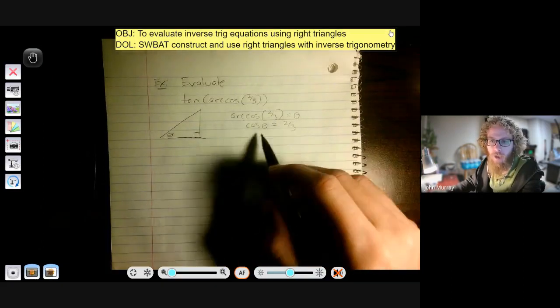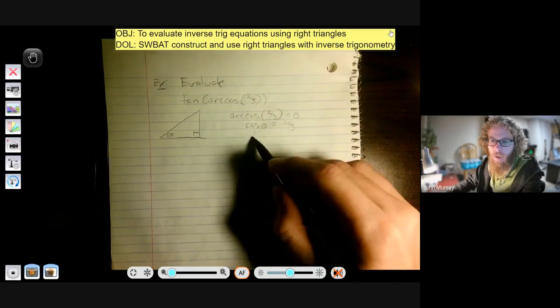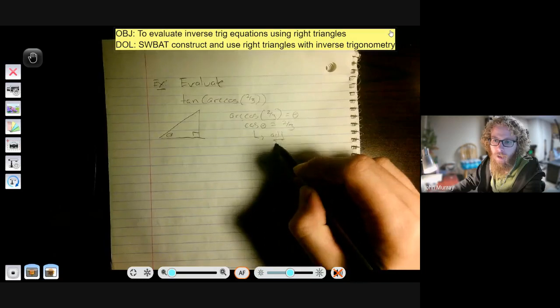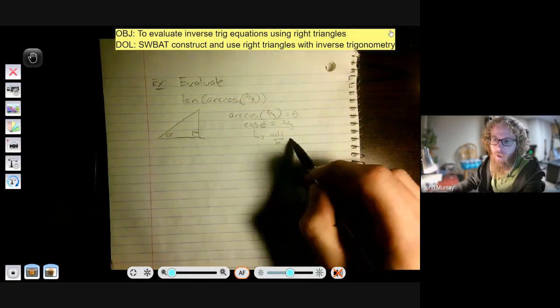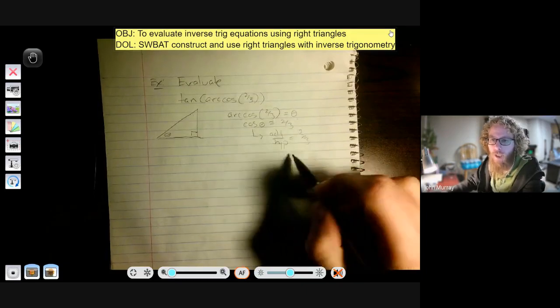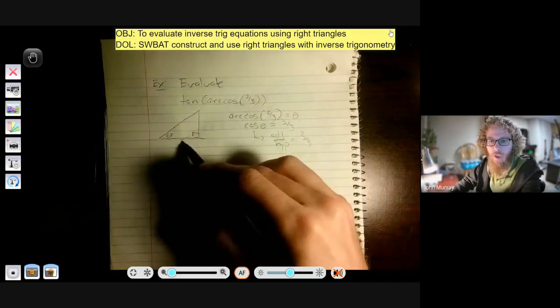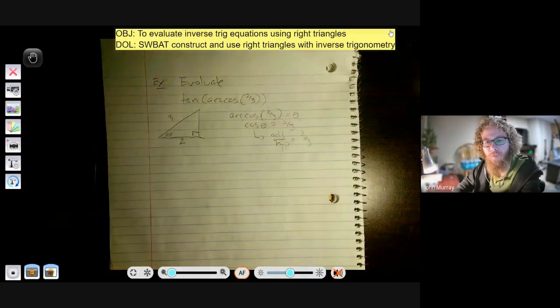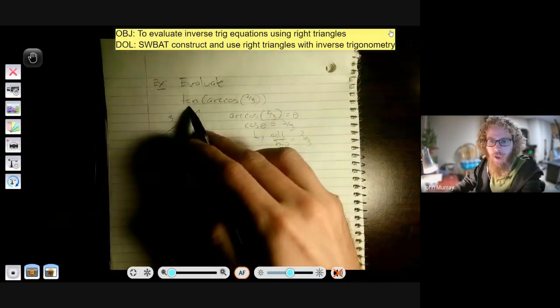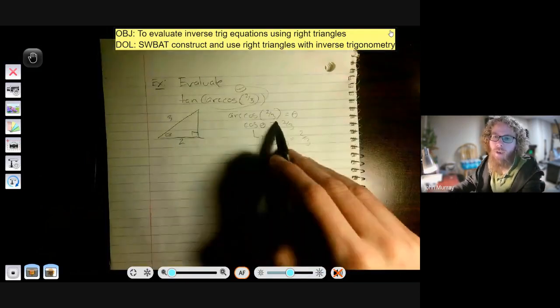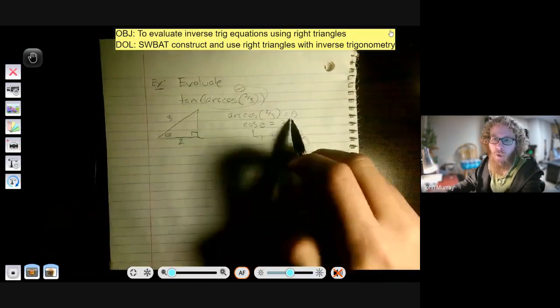So if the cosine of an angle is 2/3, the cosine tells us the adjacent over the hypotenuse. We have the values for the adjacent and the hypotenuse. So my adjacent side is 2. My hypotenuse is 3. I want to find the tangent of this, right? This is just going to be my angle. That's my placeholder.